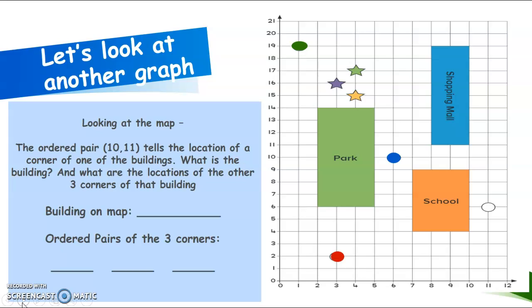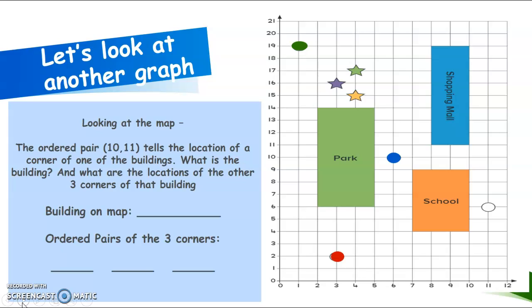And last kind of tidbit, looking at the map, the ordered pair 10, 11 tells the location of the corner of one of the buildings. What is the building? And what are the locations of the other three corners of that building? So 10, 11, where is it? Find it. What building are we talking about? And then what are those other corners of that building? Take a minute, pause if you need to.